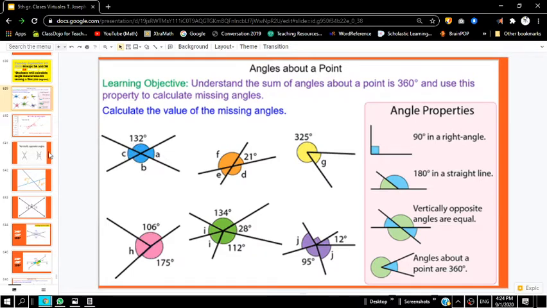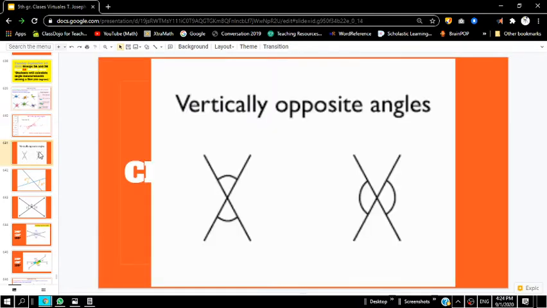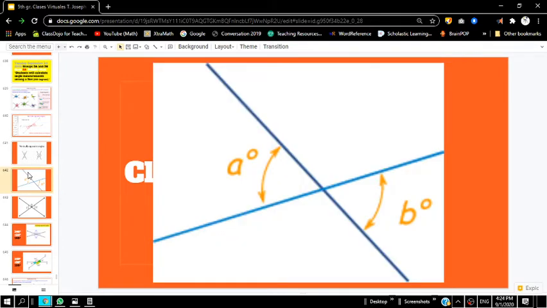And then also something that's called vertically opposite angles. If you take a look at these angles right here, this angle right here has an opposite angle, which is called a vertically opposite angle. We can have it either horizontally or vertically, doesn't matter. And those types of angles are very unique because both of them are going to be measuring the same amount of degrees. We always use degrees to measure angle measurements.